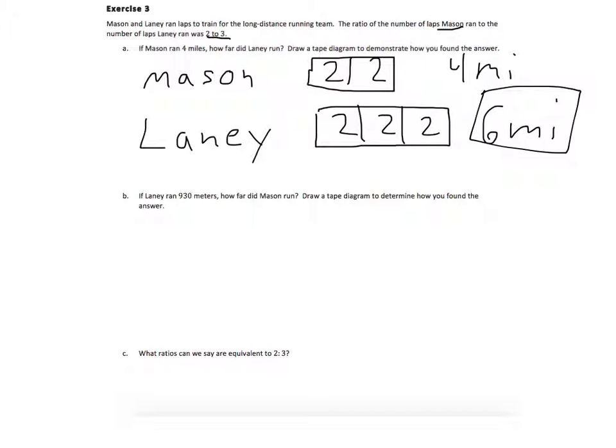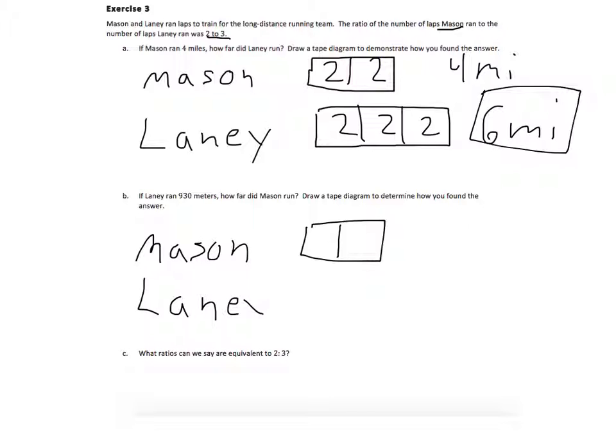Well, let's look at it another way. If Laney ran 930 meters, how far did Mason run? Draw a tape diagram to determine how you found your answer. Well, we can actually start with the exact same tape diagram. Mason would still have 2. Laney would still have 3. This is because it's still going to be an equivalent ratio.